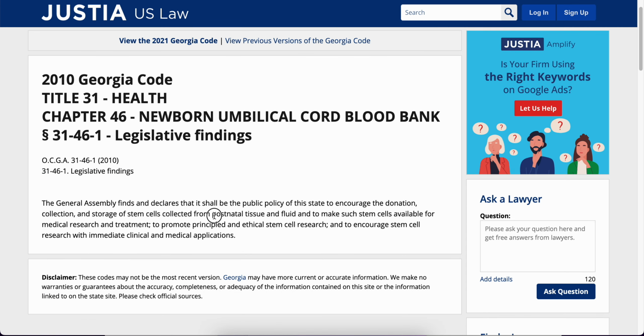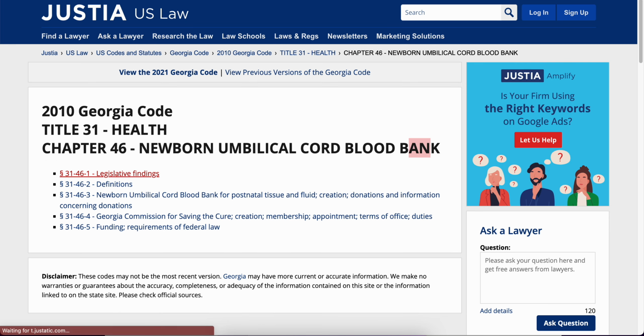That goes back to the postnatal right here. You just saw the definition for that, talking about the stem cells. And that's what they use. They use all this stuff for medical and research with immediate clinical and medical applications. So they make some type of application to have all this stuff used for what they're talking about right here, for all this research and treatments and stuff like that.